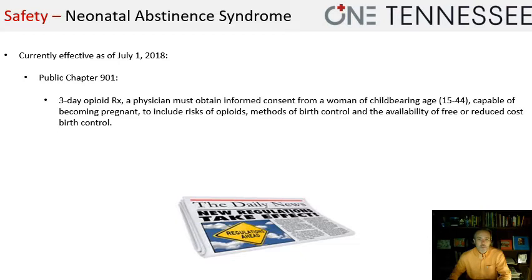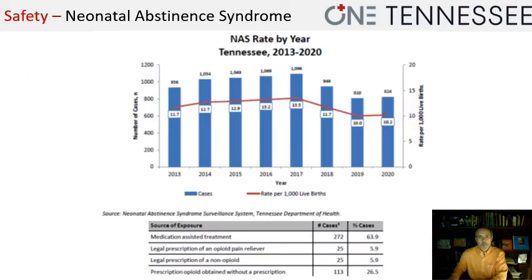This slide serves to demonstrate why we needed legislation to mandate that women of childbearing age be counseled on the risks associated with opioid use during pregnancy. We'd seen a steady increase in our NAS rate up until the end of 2017 when the legislation was enacted. We saw a very steady decline in our NAS rate until 2019, where it leveled off, and now we've seen a slight uptick in 2020.